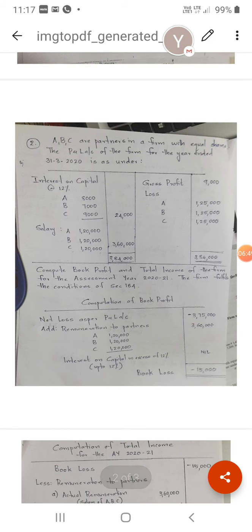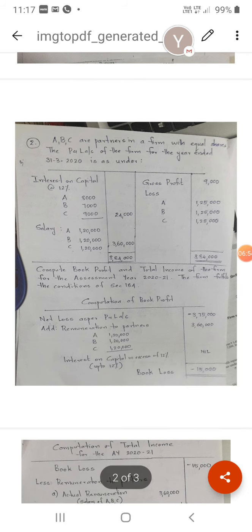Does it have any concern with our solution? Interest? No. Why? Because interest on capital up to 12% is not at all a problem. Interest on capital in excess of 12% is not allowed as a business expenditure. So here it is only up to 12%.